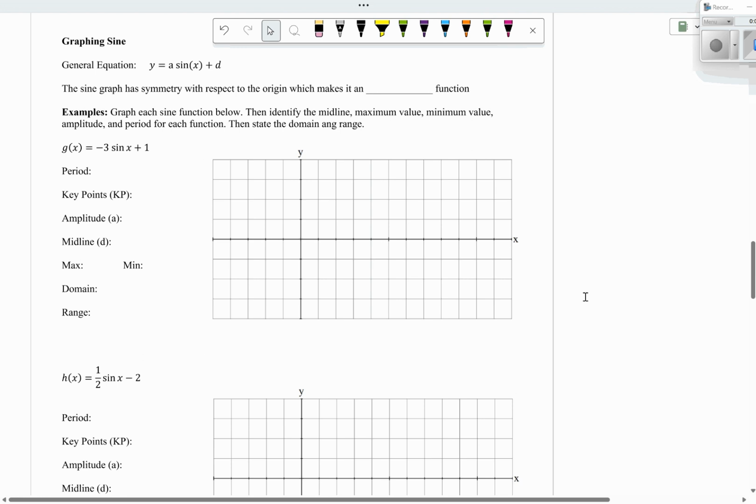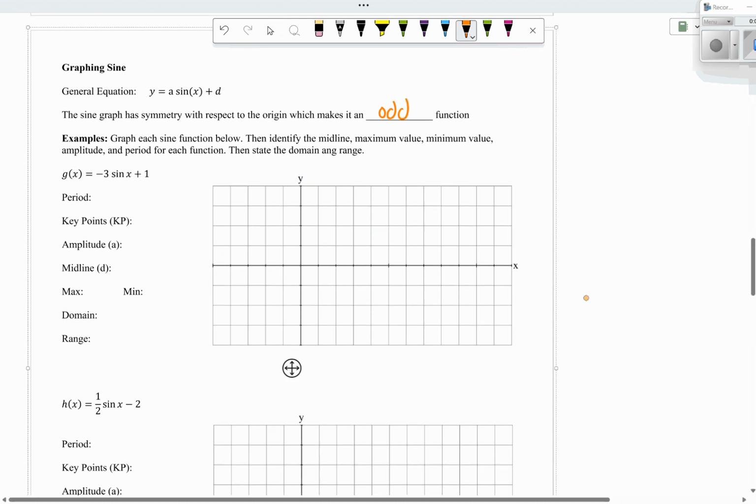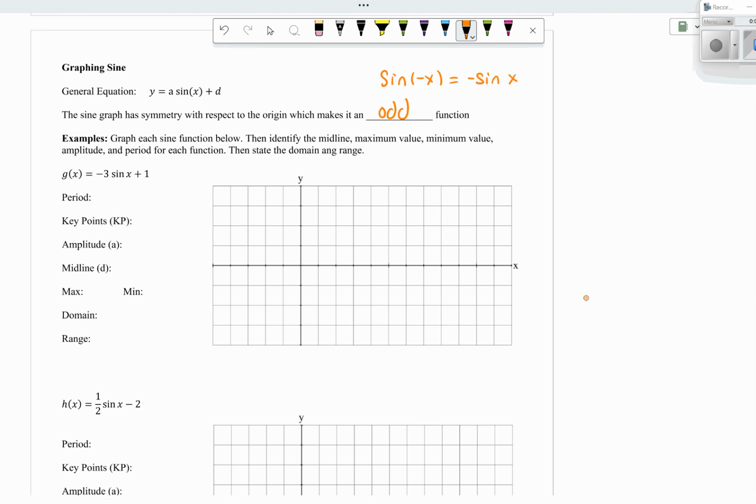The general sine equation is y equals A sine x plus D. The sine has symmetry with respect to the origin, so that means this is going to be an odd function. That means the sine of -x is equal to the negative sine of x. Remember that A stands for the amplitude and D is the midline. We're not going to talk about the B value today, or moving left or right. We're going to talk about those on a different day.